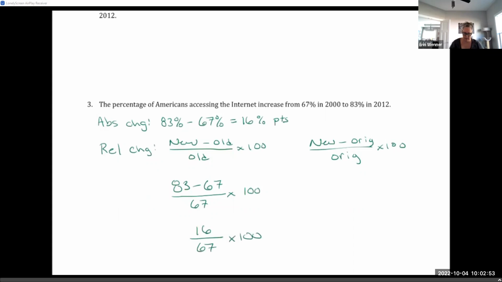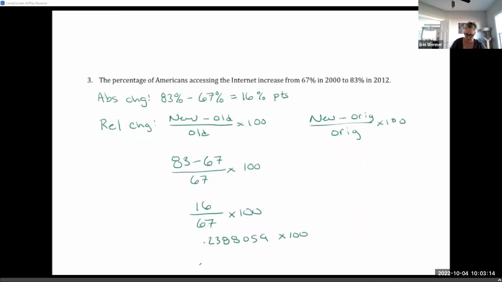And again, where does that 16 come from? 83 minus 67 is 16. So 16 divided by 67 is going to be 0.2388059, and it just keeps going, but we're going to say times 100. Which gives us approximately 23.88% increase.